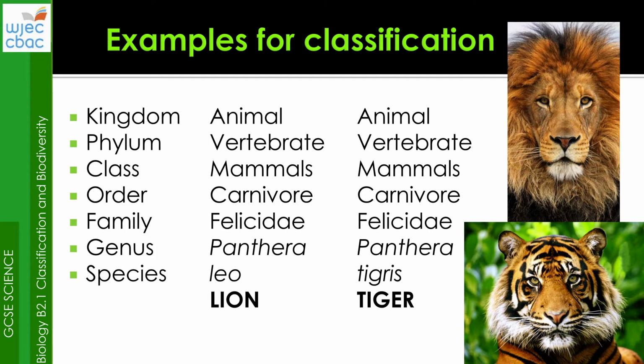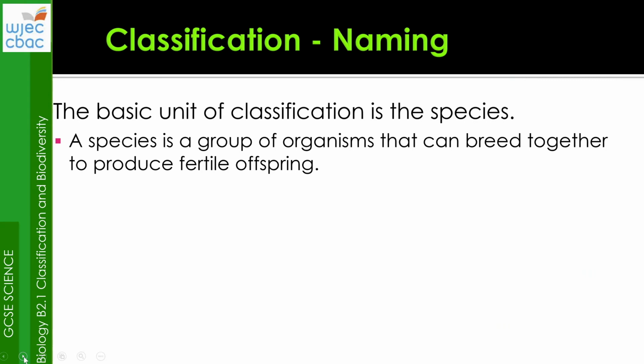However, their species is different, so they belong to the same genus, Panthera, but have a different species. The lion is called Panthera leo, and the tiger is called Panthera tigris. The first name, Panthera, is their genus and is always written with a capital letter. The second name is the species, which is what distinguishes them and is lowercase. A species is defined as a group of organisms that can breed together to produce fertile offspring.